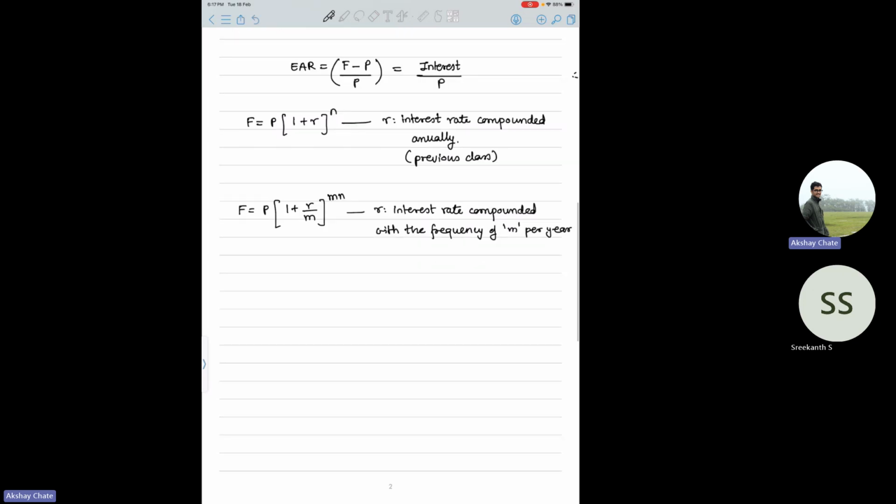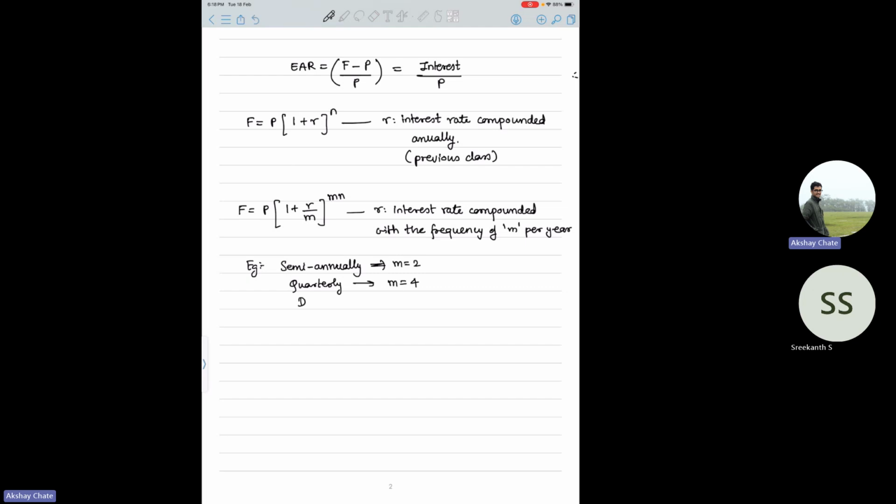Semi-annually, because these are some keywords which are commonly used, implies M will be 2. Quarterly, again a very commonly used term, implies M equal to 4.